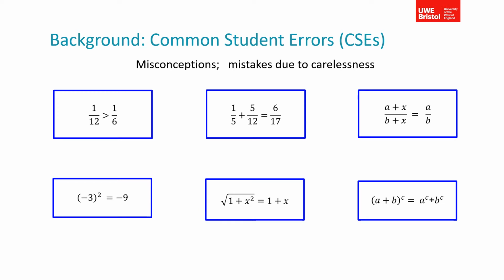If you take another example, when asked to find the square of a negative number, here it is -3, students sometimes give the answer as -9. So you can see all these errors can be considered as common student errors.